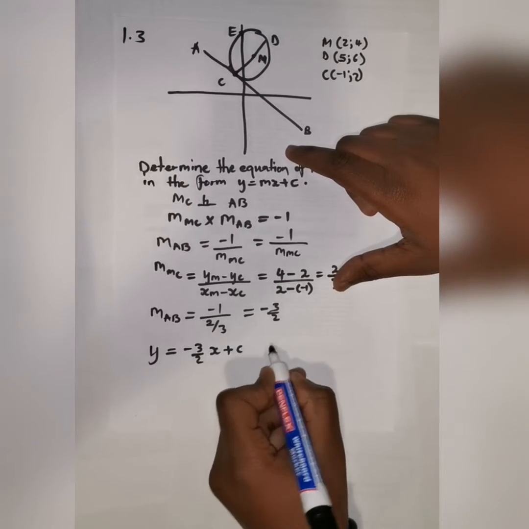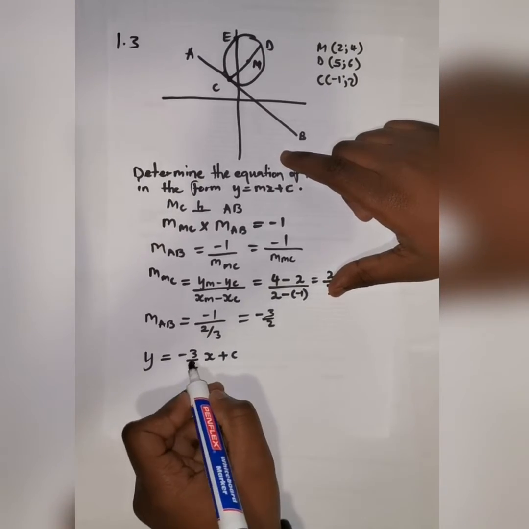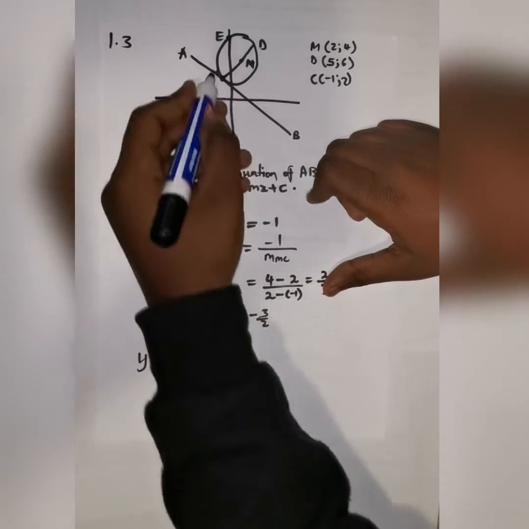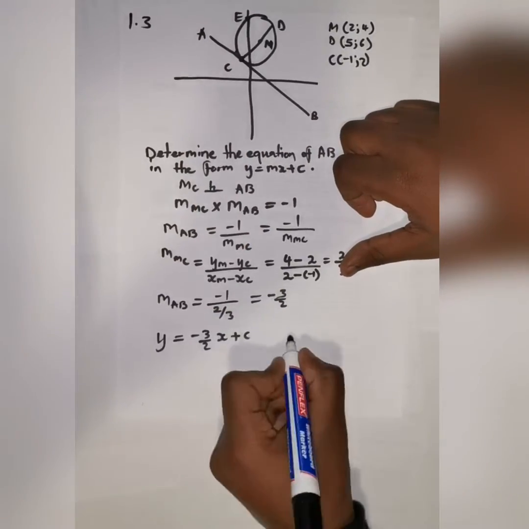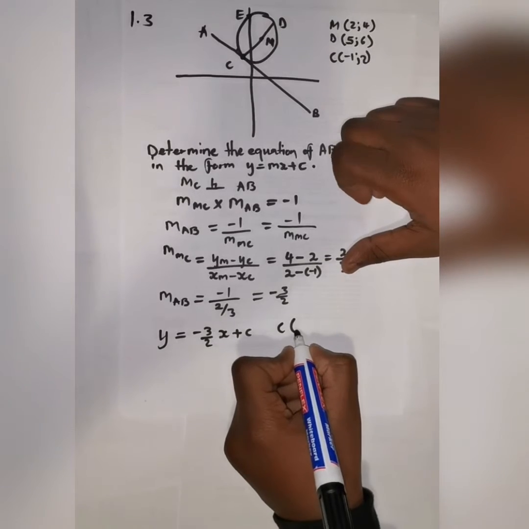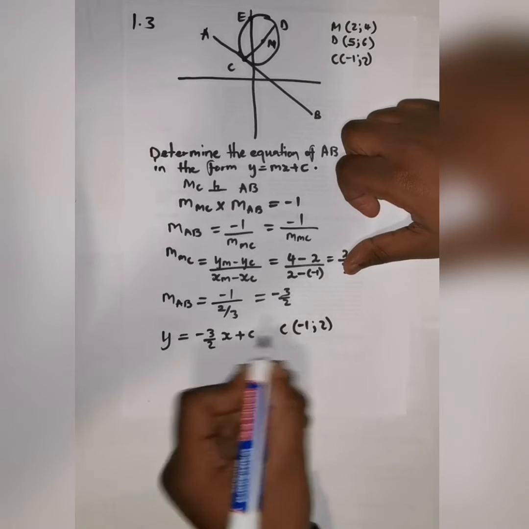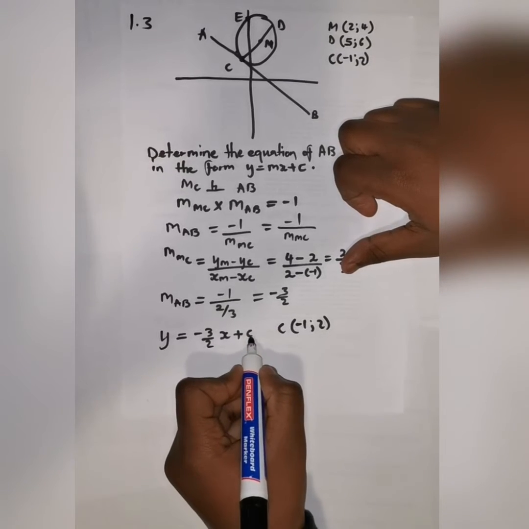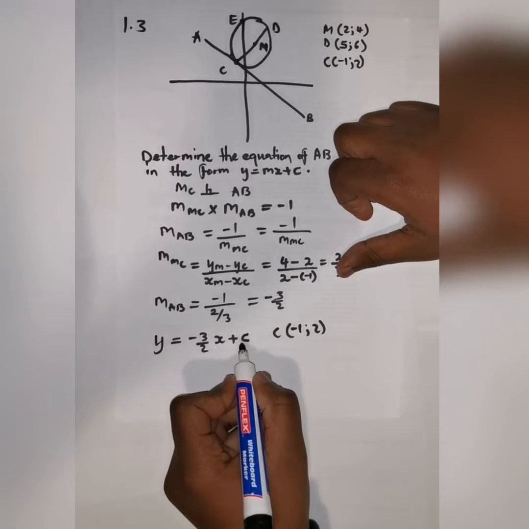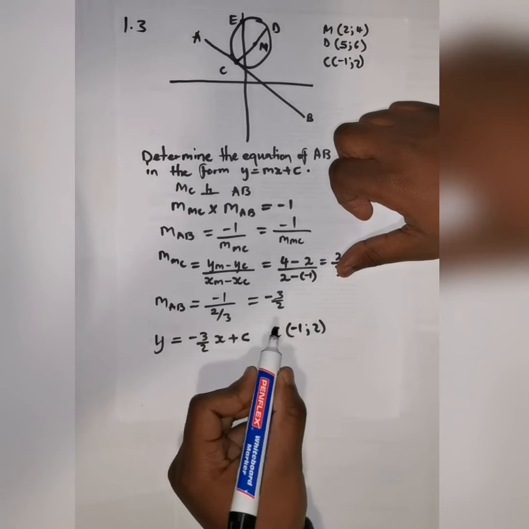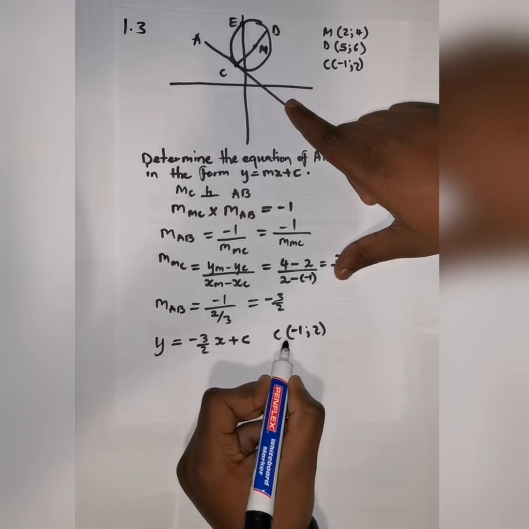Now we need to substitute in a point on this line. A point on this line is C. Let's substitute in C to determine c. Please don't be confused because we have a c here in the equation and a point C on the graph.